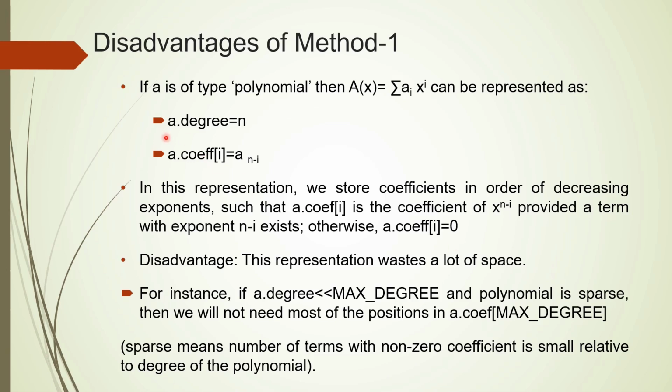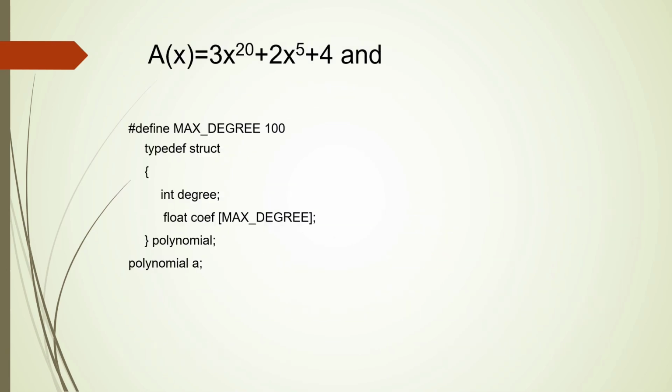In this representation, there are two fields inside a block. One is the degree, another is the coefficient. Degree is the leading exponent of a polynomial, and in the coefficient, you are going to store the corresponding value if the term with the given exponent exists. Otherwise, if the term with the given exponent does not exist, then you are going to store the value 0. There are some disadvantages with this first method. We'll discuss the disadvantages by taking one simple example in the next slide.